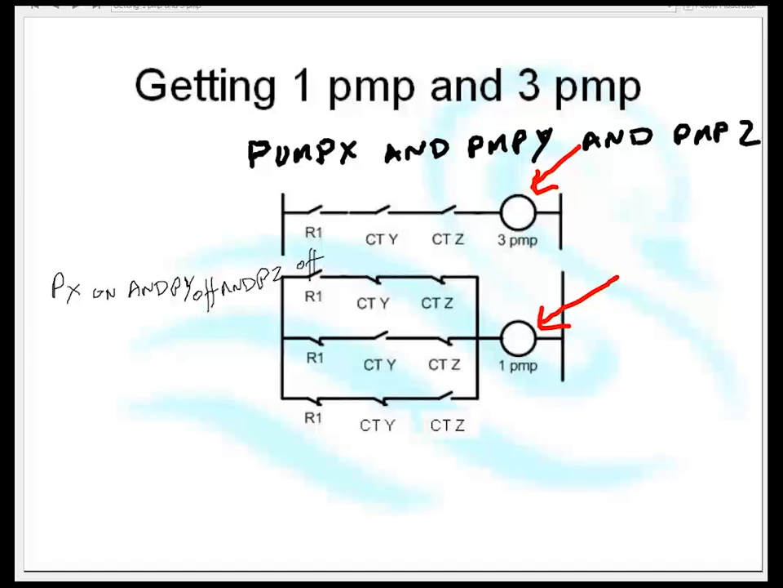So that's the first circumstance of one and only one pump. There are two other options. The other option is or pump X is off and pump Y is on and pump Z is off.